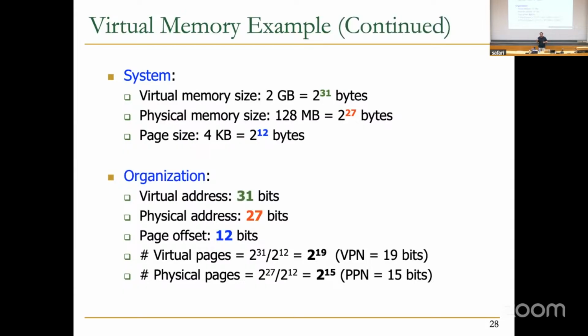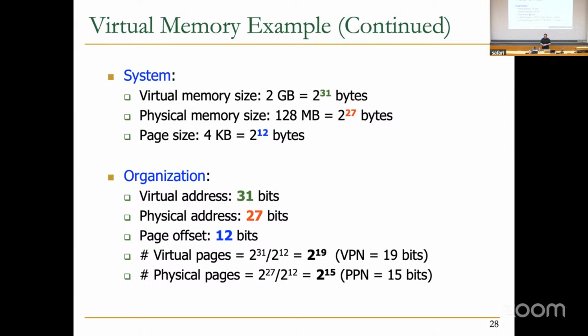How many bits do we need for the virtual address? 31. We need 31 because it's a log of 2 to the power of 31. What's the physical address size? We only have 2 to the power of 27 bytes, so we do not need all the 31 bits for the physical address. We only need 27 bits. And what is the page offset? 12 bits. We need the page offset to find the location of the data inside the page, basically. If we have a 4 kilobyte page, using 12 bits, we can express where our data is inside these 4 kilobytes.